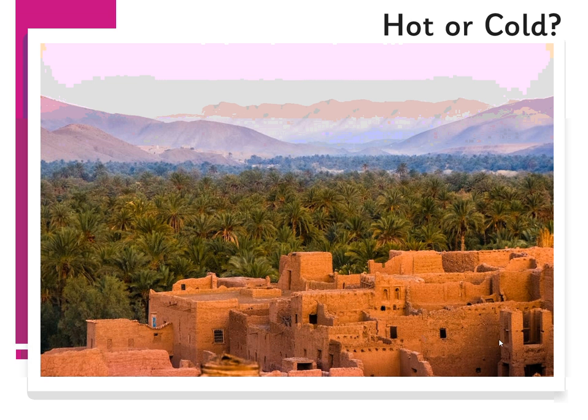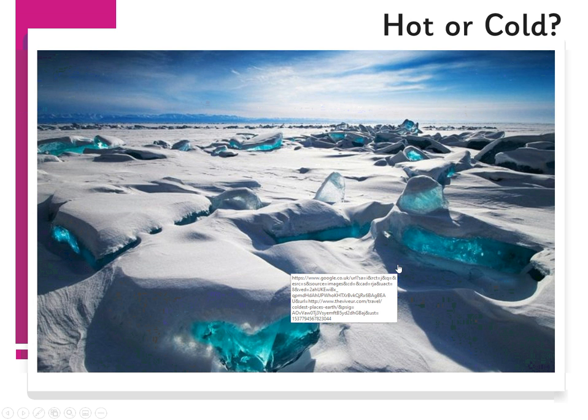And you're right, it's a hot place. And the key clues here are it's very, very yellow. And we've got some green palm trees. Okay, what about this next one? Is that hot or cold? Brilliant, that's freezing cold. And you can see that because it's all white and blues everywhere.